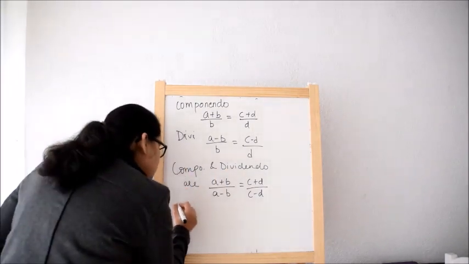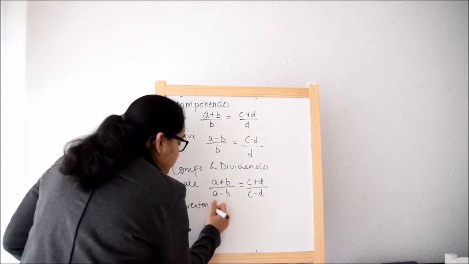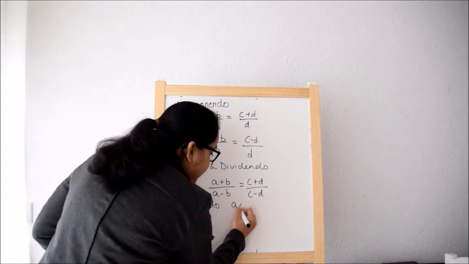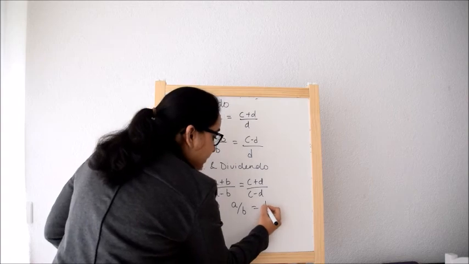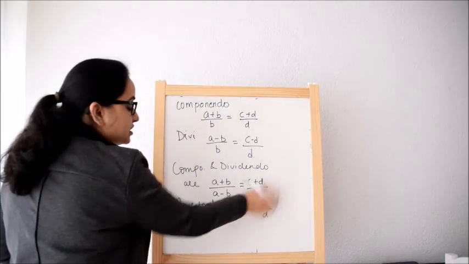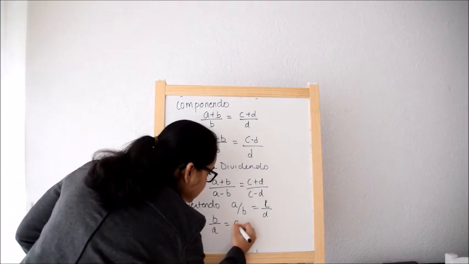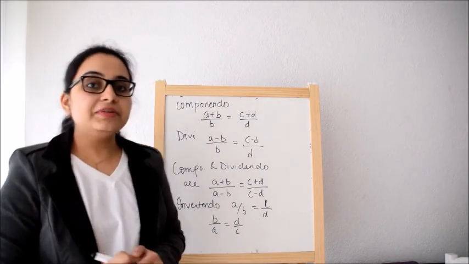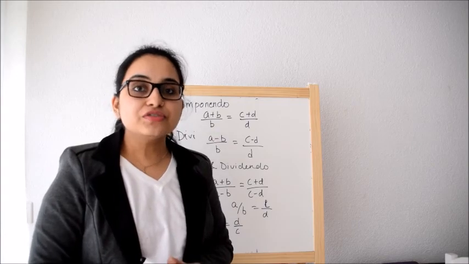Okay, there is one more thing, invertendo, which says that if A by B is equal to C by D, then the inverse, that is B by A, will also be equal to D by C. Okay, now I will be discussing the numerical problems in my coming videos, so stay connected.